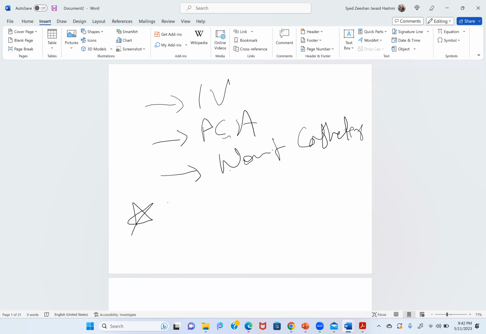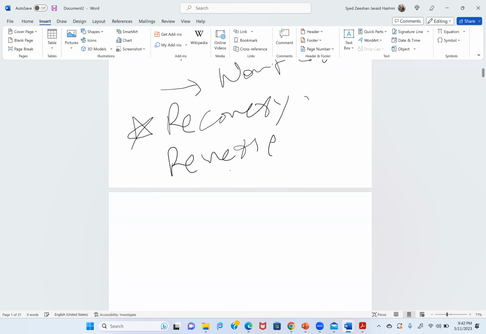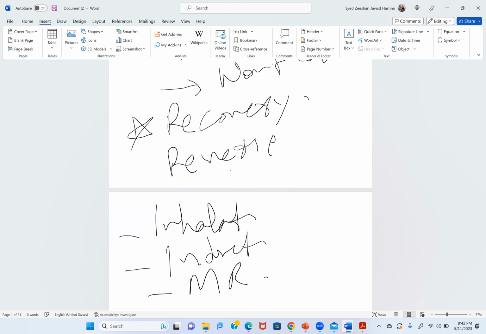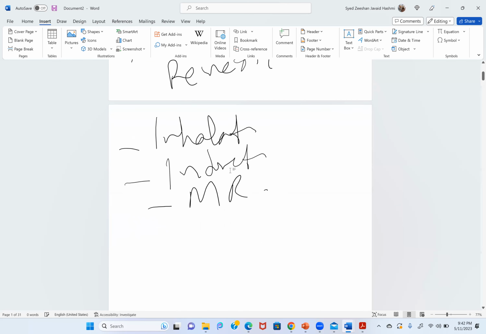Similarly, the course of the patient recovery: how will you recover the patient, how will you reverse the patient. Okay, I missed some things. Which inhalational agent will you use, which induction agent, which muscle relaxant will you use. You know all the things, just try to organize your answer.